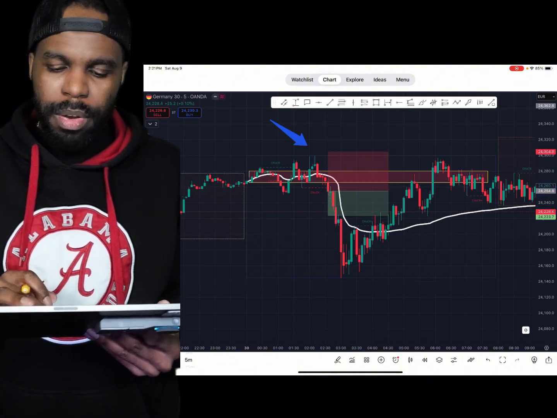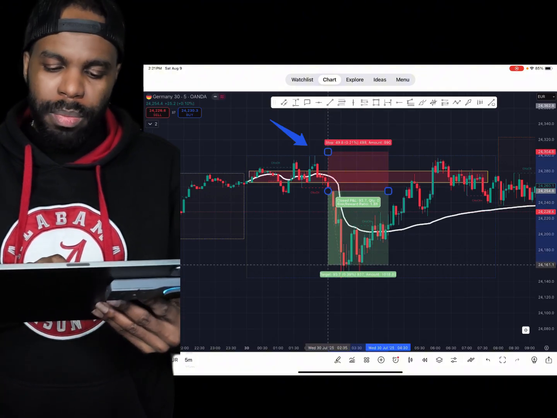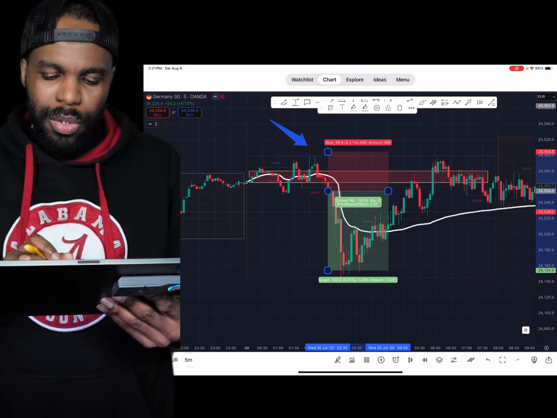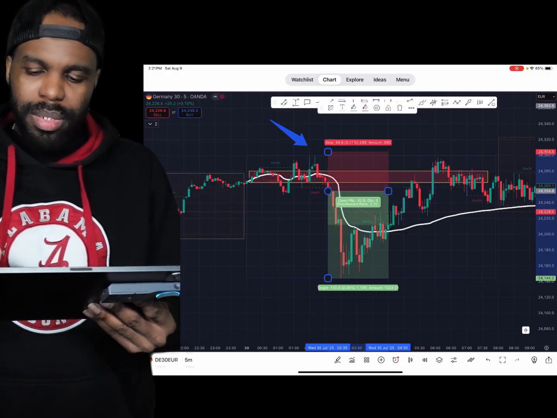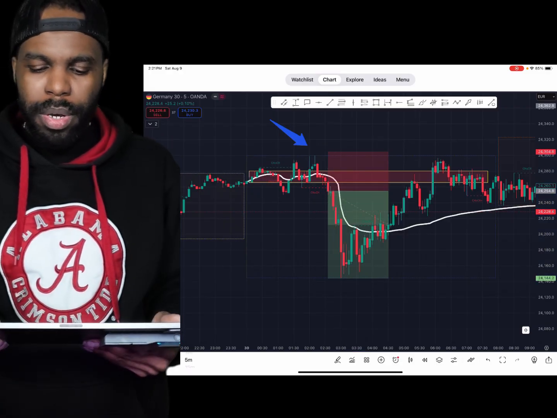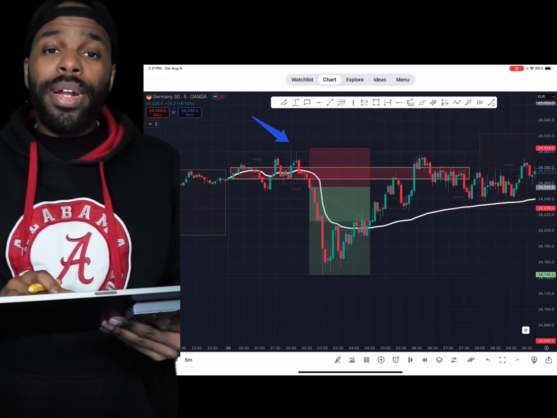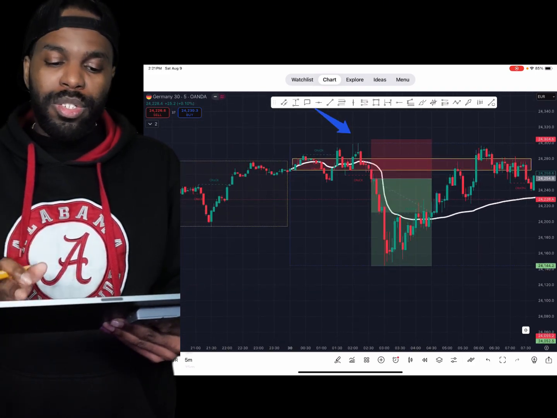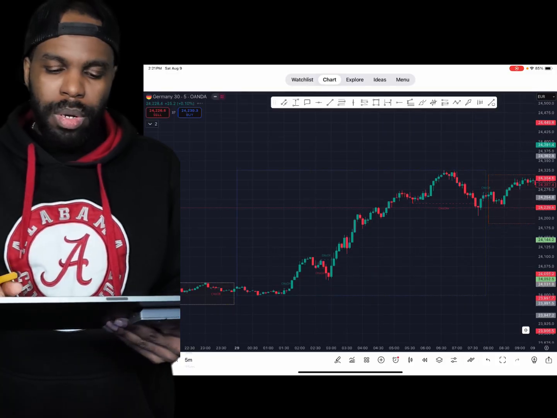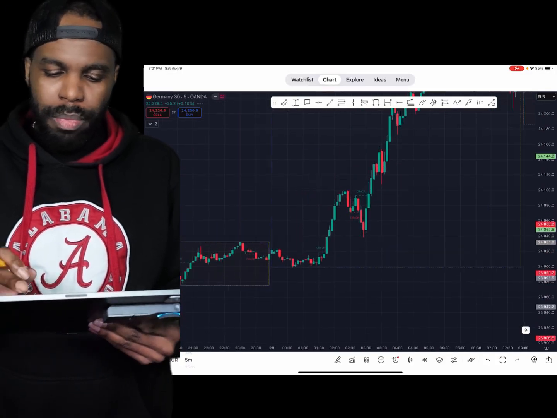Put my stop just above there, going for 100 points. But in this case, you could have called just a little over 100 points. Okay. Another winning trade right there, guys. Another winning trade. Okay. So I'm gonna go over another example.